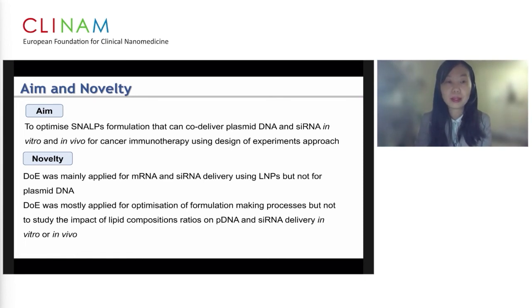The novelty of this study is that we know the DOE was mainly applied for mRNA and siRNA delivery, but not for plasmid DNA. Also, DOE was mostly applied for the optimization of formulation making processes, but not to study the impact of lipid composition on nucleic acid delivery.